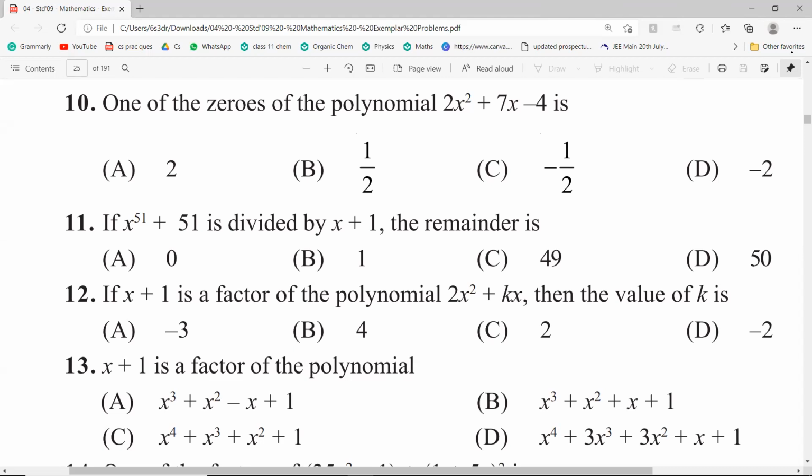What is a polynomial p of x? Ma'am, x raised to the power 51 plus 51. That's right. Okay, so I'm just going to write it down on my whiteboard. So we have x to the power 51 plus 51. This is my p of x.